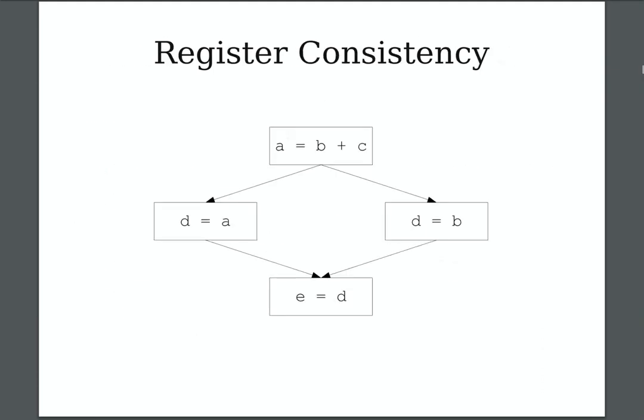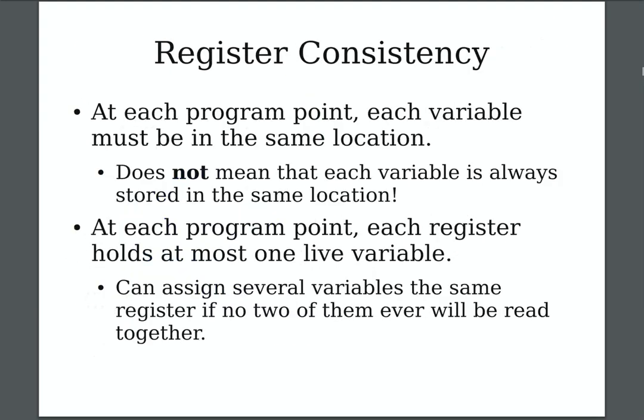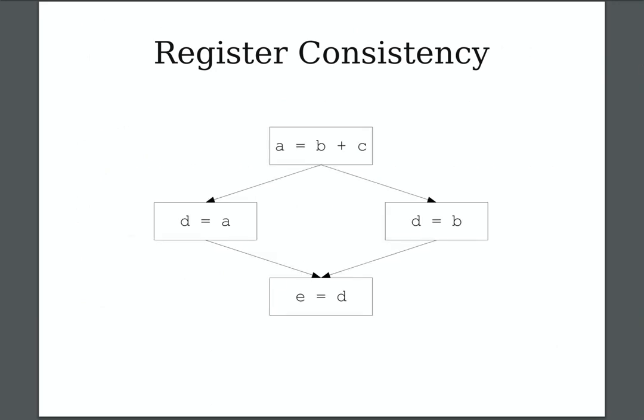So intuitively, for the sake of time, let's just look at a first algorithm for doing register allocation. The main goal is, if D is given the same register, we want to make sure that that register is also being used in the block where it's being used. So this is very related to the live variable analysis.